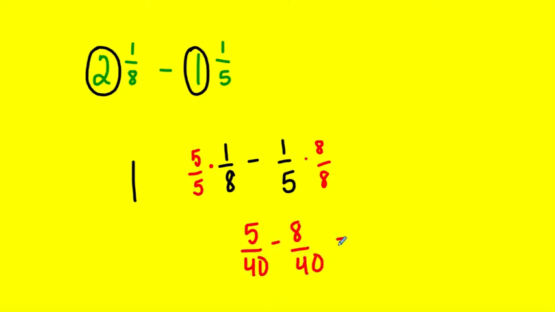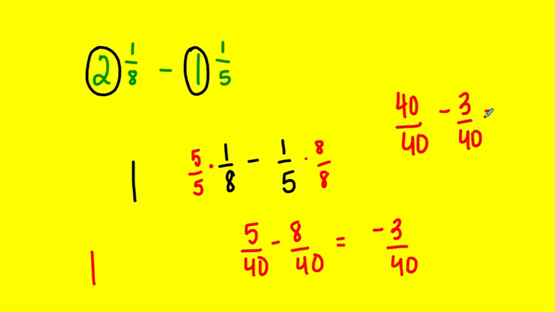And I have a problem here, don't I? Because I get negative 3 over 40. How do I do 1 and negative 3 over 40? Well, you have a couple things you could do. You could make 1 into 40 over 40 and a negative 3 over 40 and add them together and get 37 over 40. Okay? So that's one thing that you can think about when you're subtracting fractions.